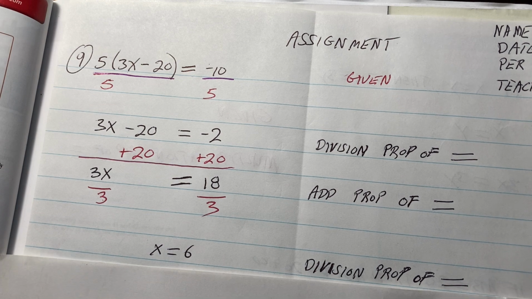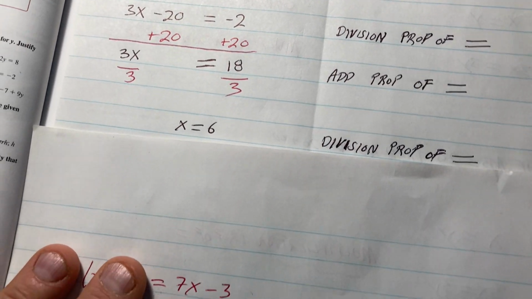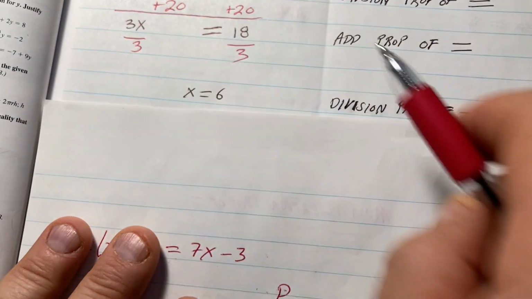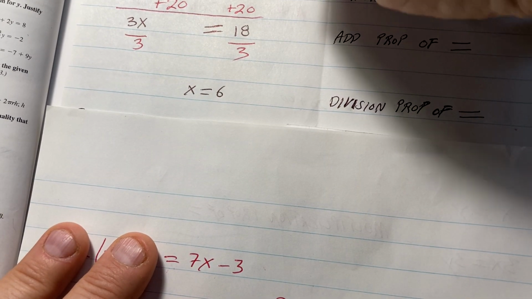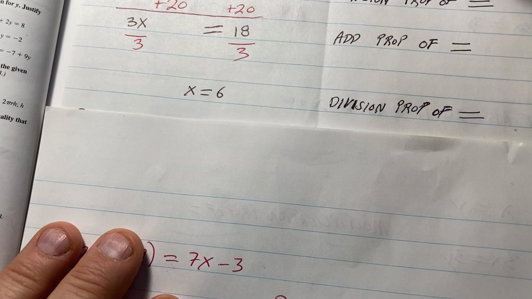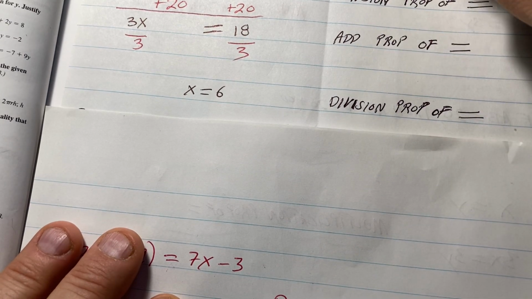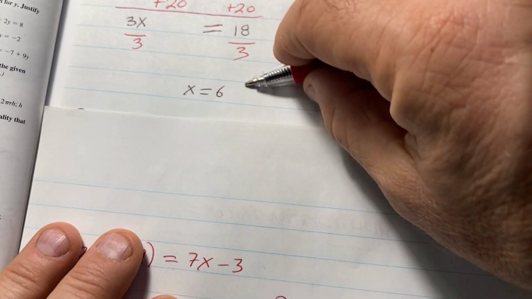Division property of equality. Okay? There you go. That's it. You're done for question number 9. So you have to do this column. This is where the statements are, where you show your work. On this second column here, these are the reasons that support those statements.